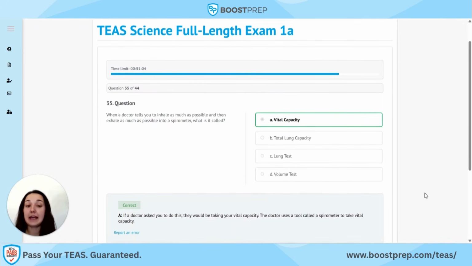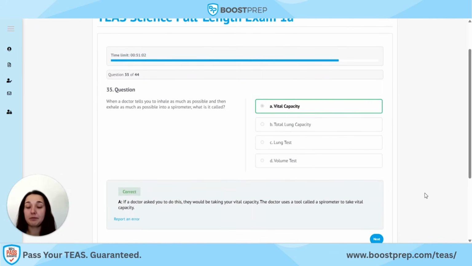The correct answer is A, vital capacity. If a doctor asks you to do this, they will be taking your vital capacity. The doctor uses a tool called a spirometer and has you inhale as much as possible and then exhale as much as possible.